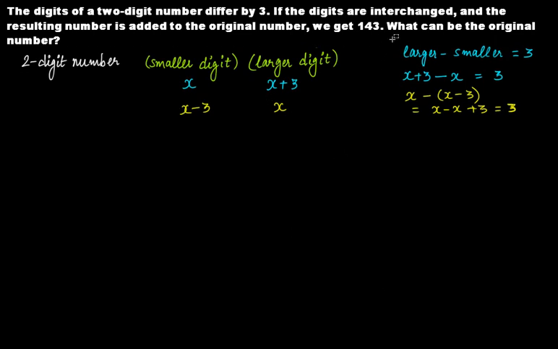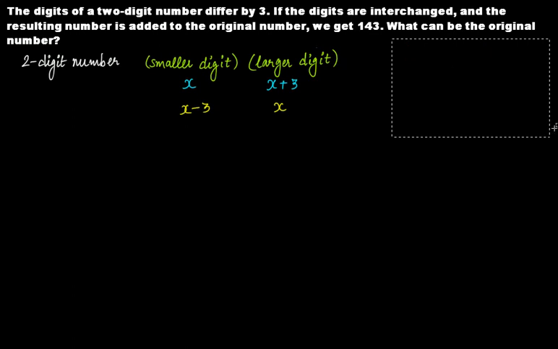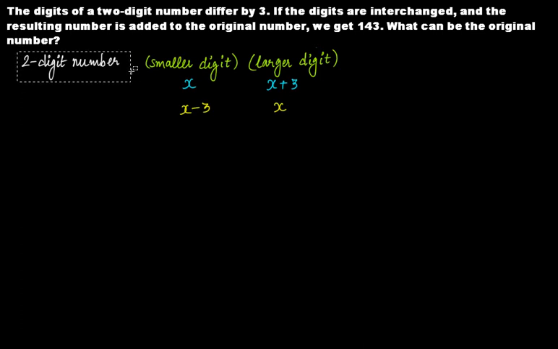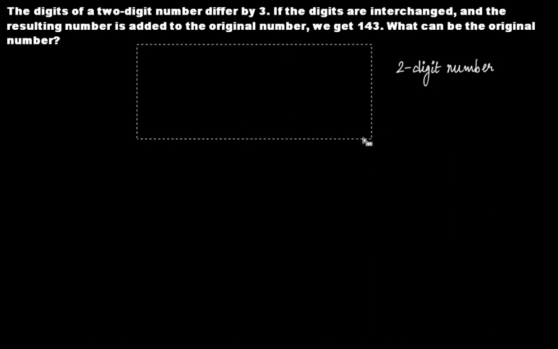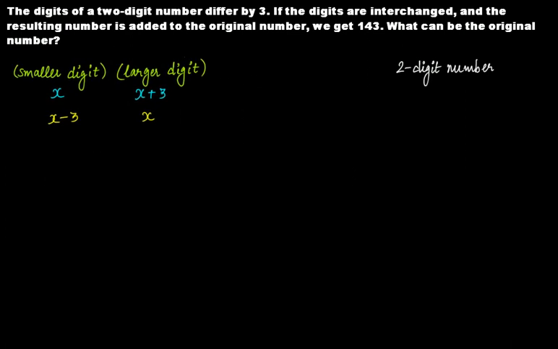Okay, now let's move to the next point. We know that we have a two-digit number. Therefore, in a two-digit number, we will have a tens place and we will have a ones place.